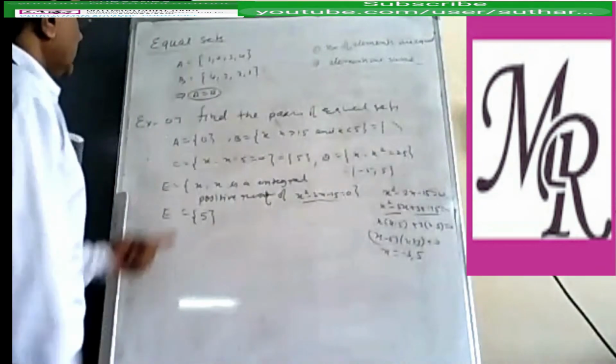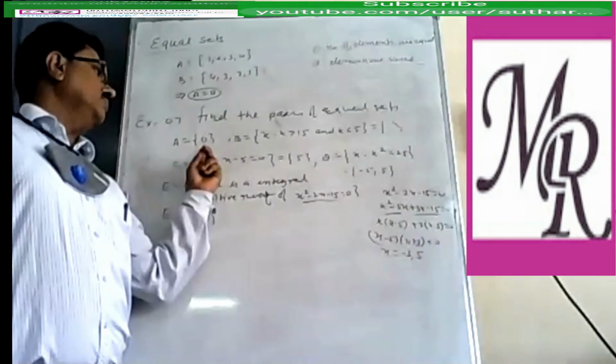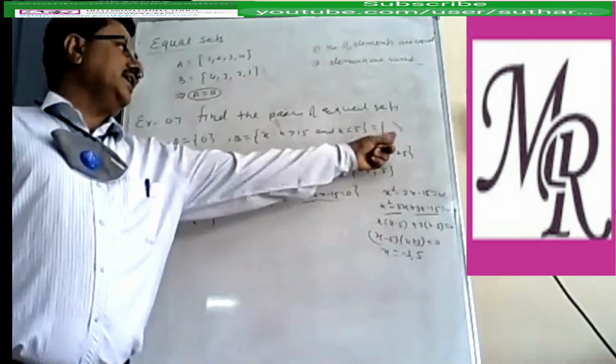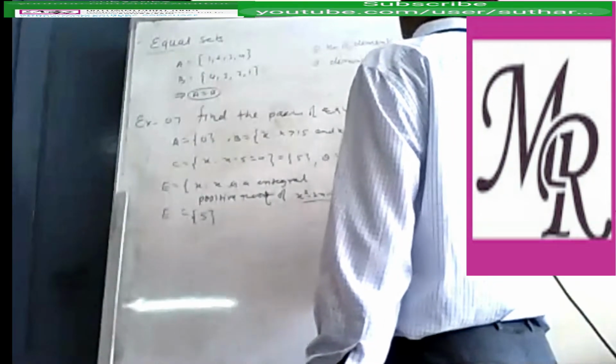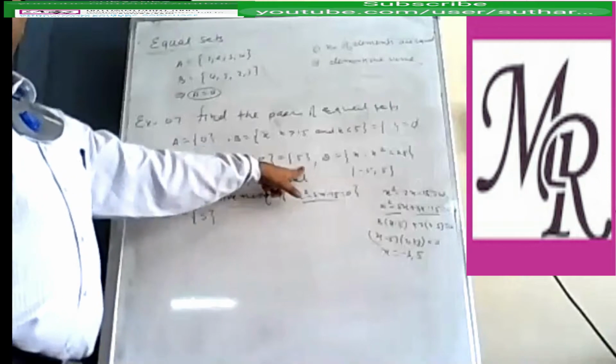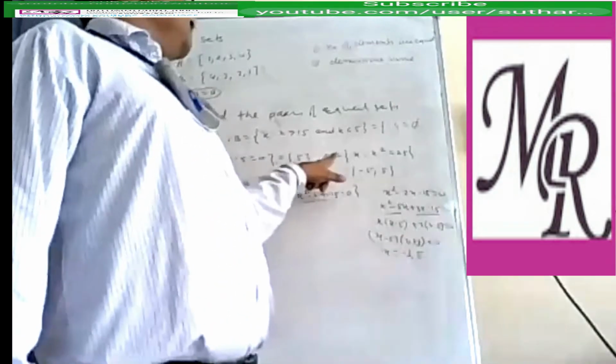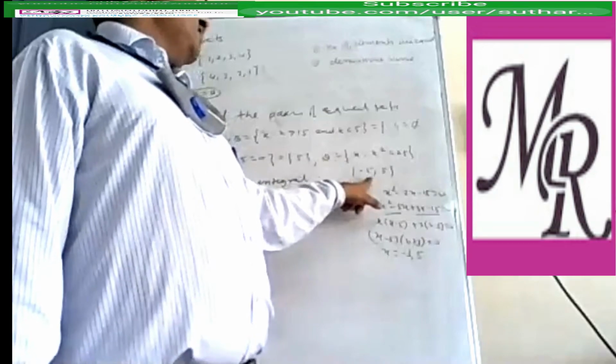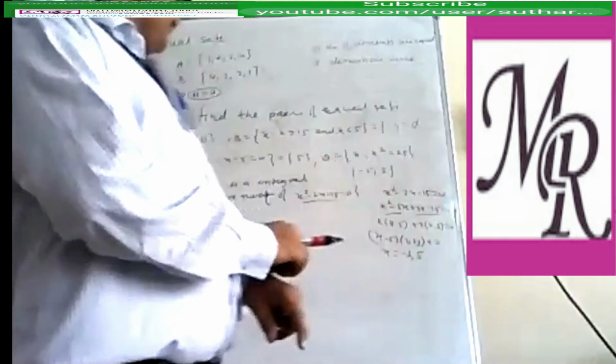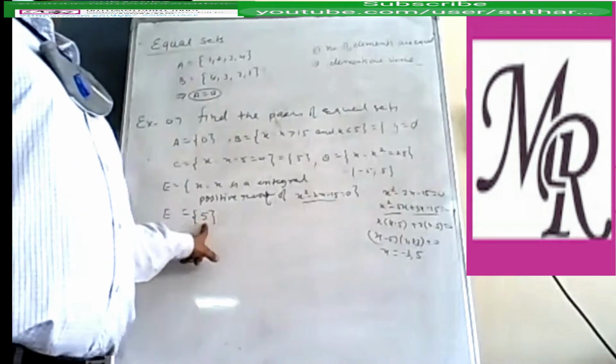So these sets are given: A, B, C, D, E. Again, A contains only element 0, B is an empty set with no element, C contains 5, D contains minus 5 and plus 5, and E contains only 5.